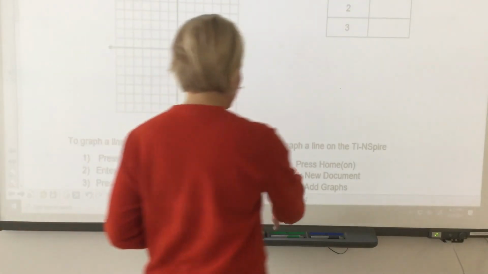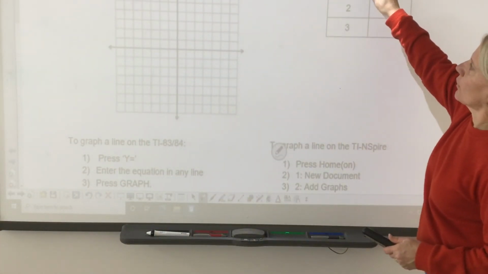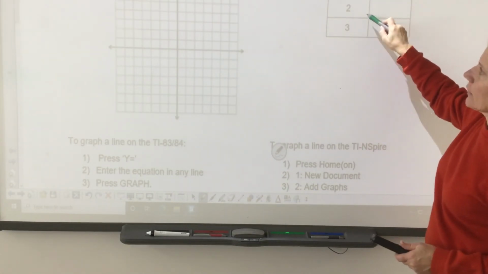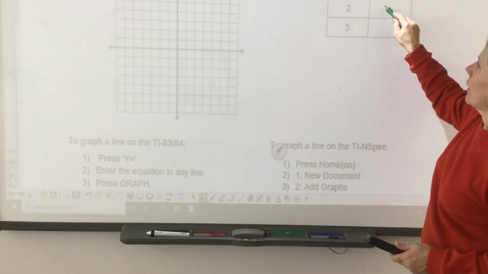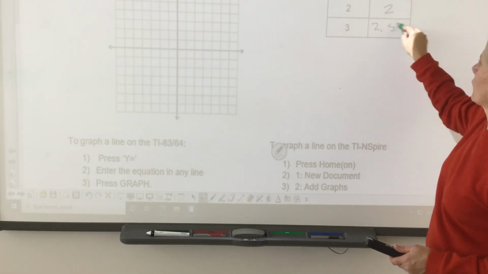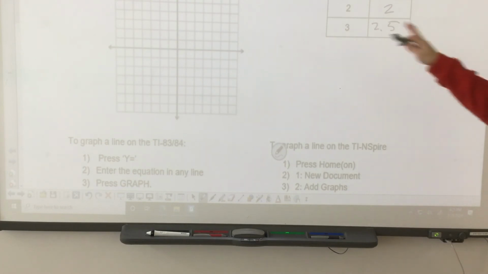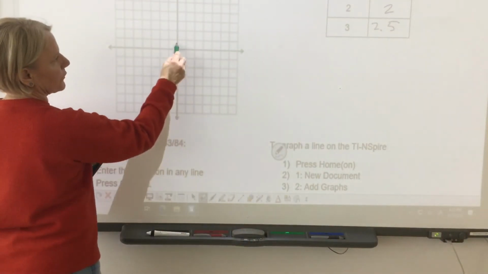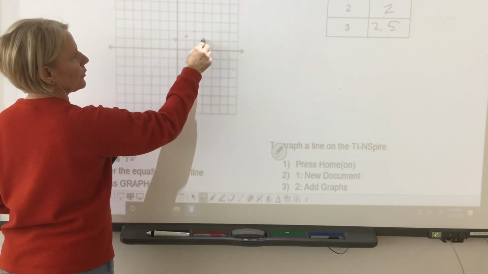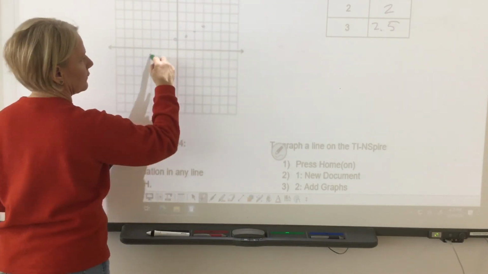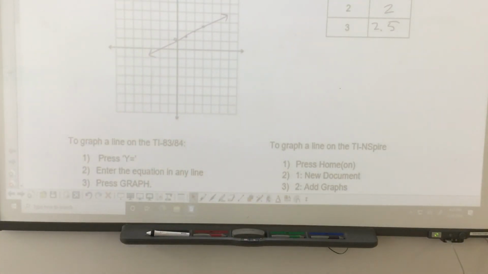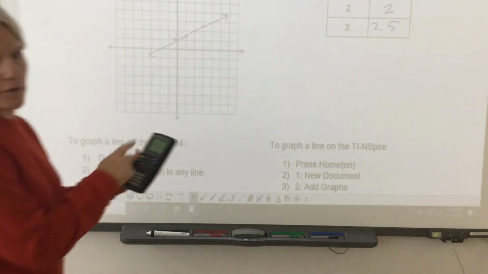Okay, so the table that you should produce, if x is 0, you should have 1. If x is 1, you should have 1.5. If x is 2, you should have 2. And if x is 3, you should have 2.5. And then you could take those, plot them over on your grid, (0, 1), (1, 1.5), (2, 2), and (3, 2.5). And you should again see that they're forming a line. These are all linear. But what we really want to do is produce it on our calculators.